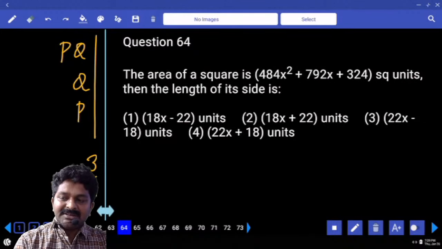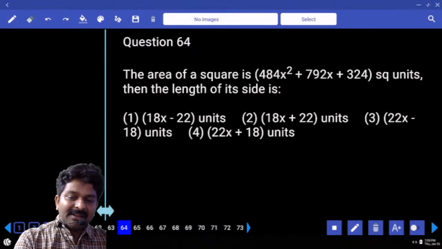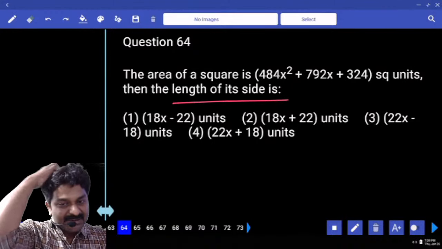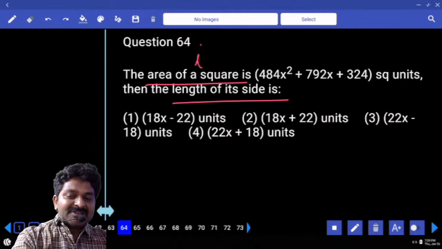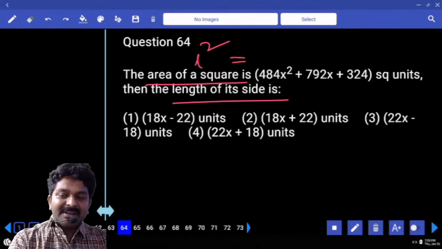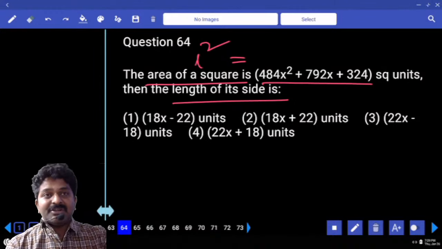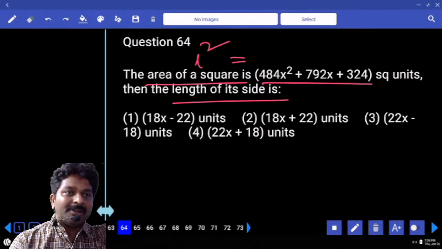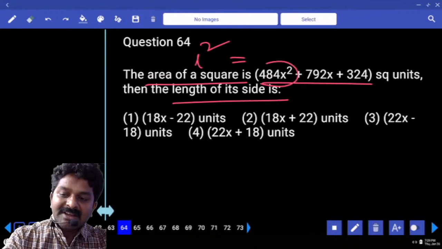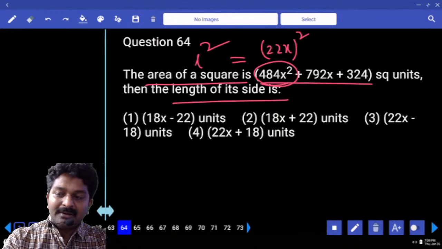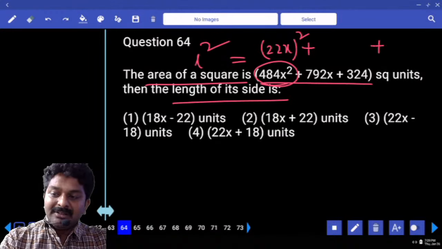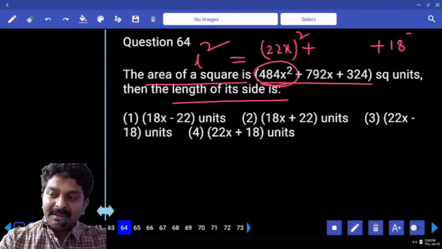The area of the square is given in square units. Then the length of the side is? Square area in the sense L square only. If L square is equal to this much, we were asked to calculate length. That means the quadratic equation, we need to write it as some number to the power of 2, correct? Let's identify this as 22x whole square plus 324, I'll write it as 18 square.